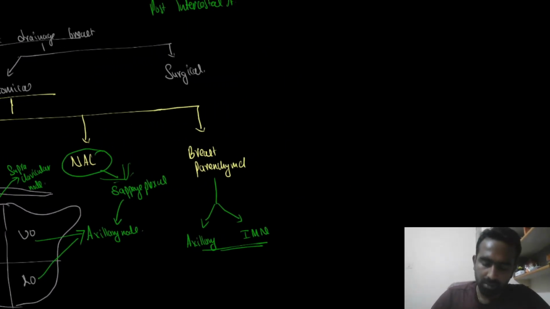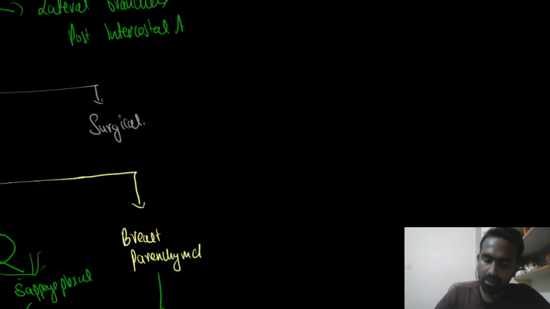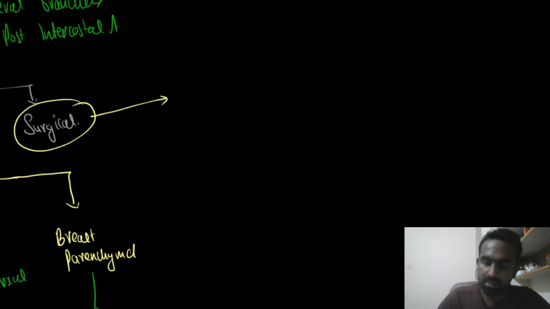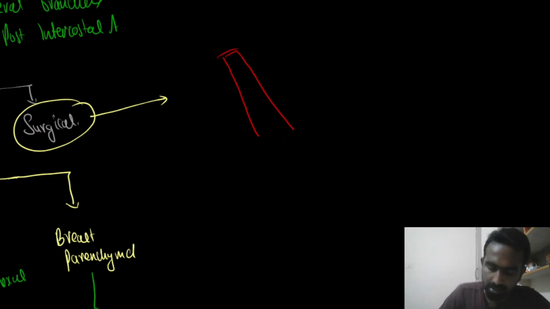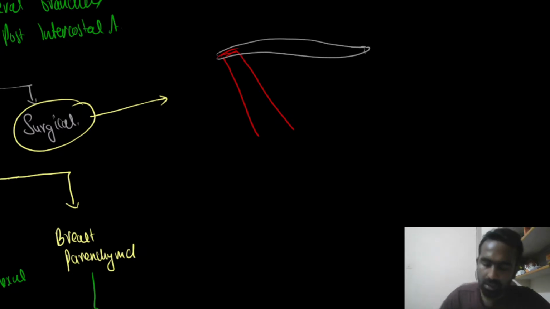Okay. So how are the lymphatics classified surgically? Surgically they are classified based on a muscle, the pectoralis minor. The pectoralis minor is there in the axilla, below the clavicle. So this is the axilla. Among these, the level 1 nodes relate to the pectoralis minor.